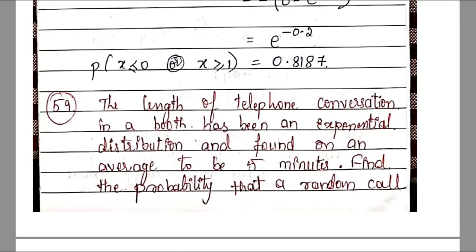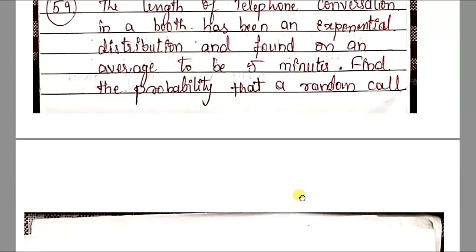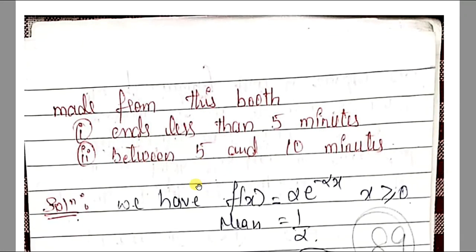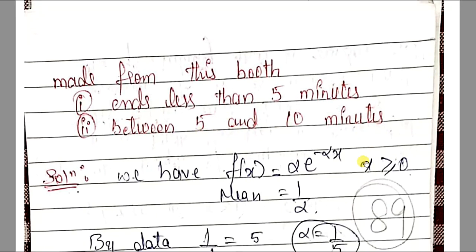We have the next example. The length of the telephone conversation in a booth has been exponentially distributed and found on an average to be 5 minutes. Find the probability that a random call made from this booth, the first sub-question, ends less than 5 minutes. The second sub-question, between 5 and 10 minutes.